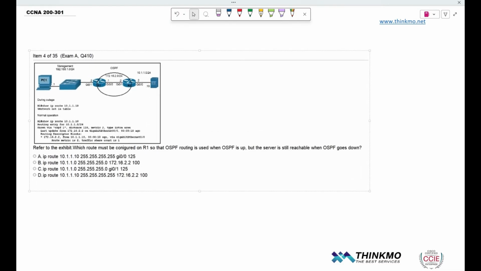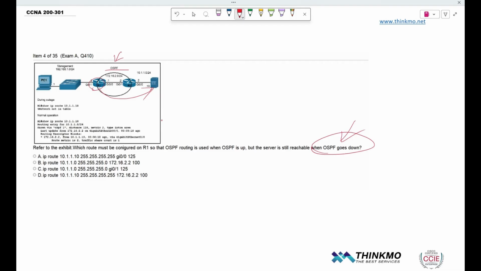Looking at question 4, it still seems to be about subnetting. It says that you must configure a route on R1, and this route, as we can see, is an OSPF link, right? The OSPF link uses this dynamic routing protocol. Then what it means is that when the OSPF link goes down, as it says here, we still want R1 to be able to access this server. So we need to configure a backup route, which will be a static route. That way, when the OSPF link is down, we can still access the server.